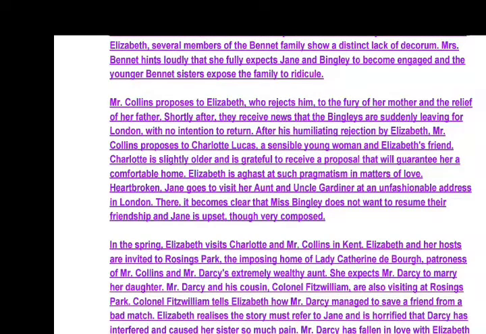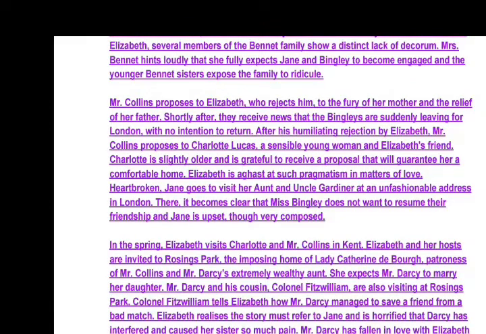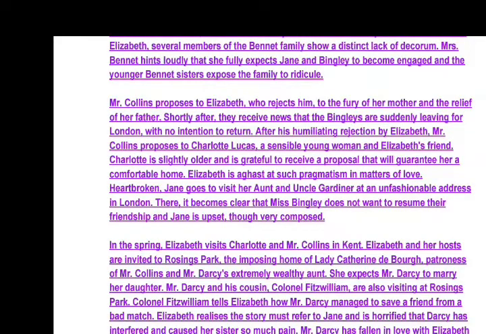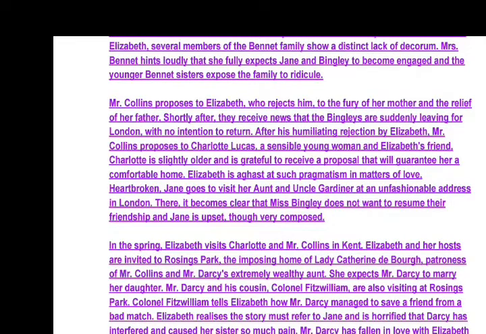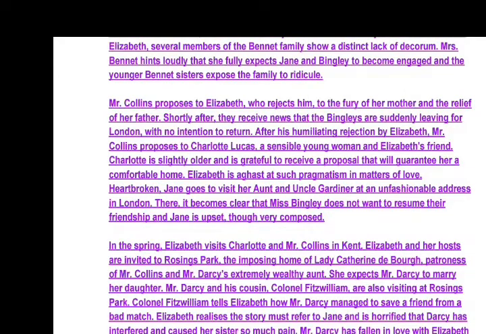After his humiliating rejection by Elizabeth, Mr. Collins proposes to Charlotte Lucas, a sensible young woman and Elizabeth's friend. Charlotte is slightly older and is grateful to receive a proposal that will grant her a comfortable home. Elizabeth is against such pragmatism in matters of love.